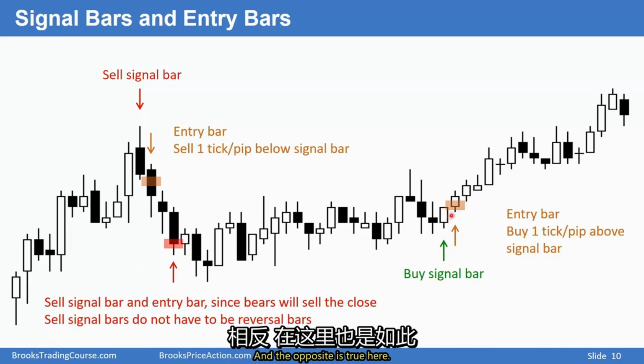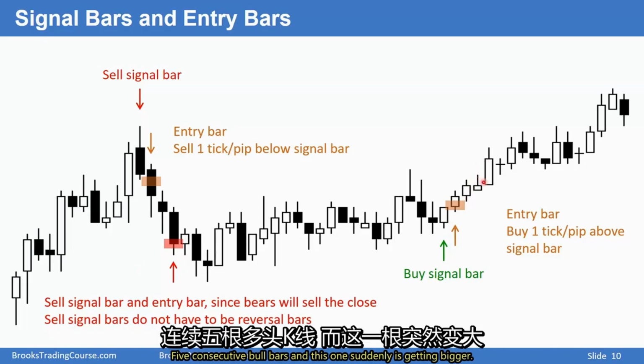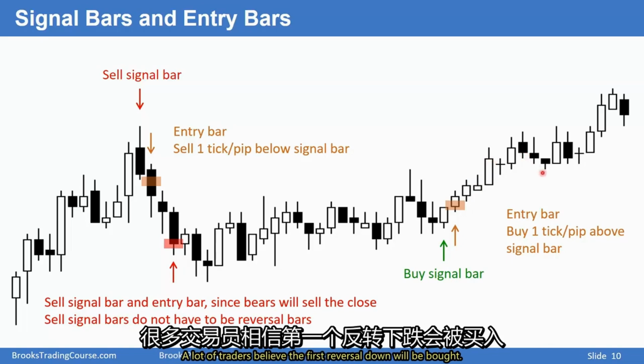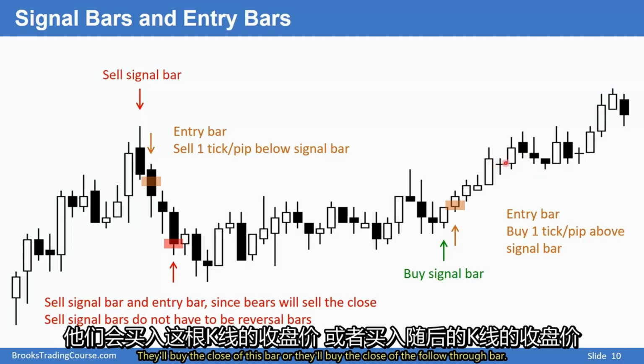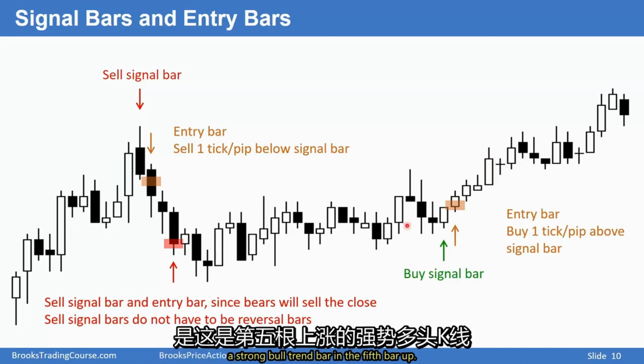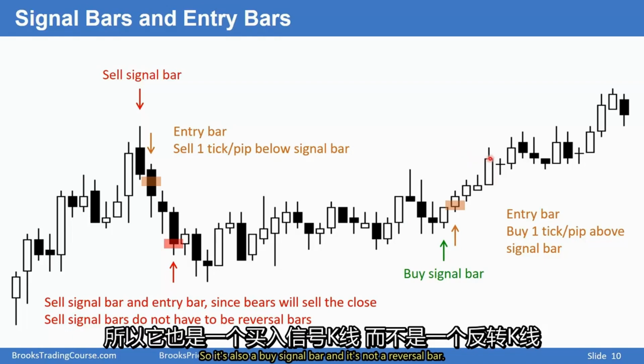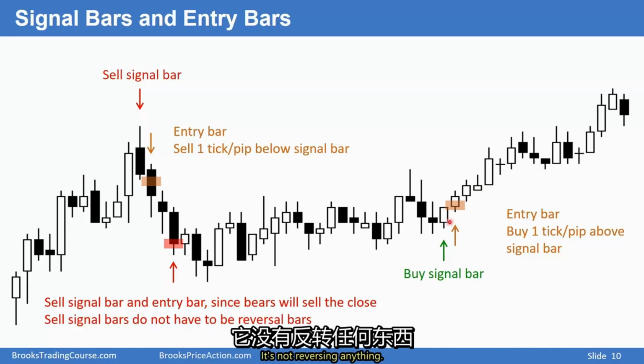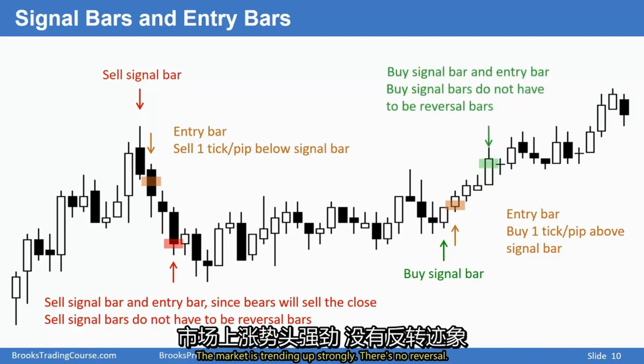And the opposite is true here. 5 consecutive bull bars, and this one suddenly is getting bigger. A lot of traders believe the first reversal down will be bought. They'll buy the close of this bar, or they'll buy the close of the follow-through bar. If they buy this close, this is the entry bar, but they bought the close because it's a strong bull trend bar and the 5th bar up. So it's also a buy signal bar. And it's not a reversal bar. It's not reversing anything. The market is trending up strongly. There's no reversal.